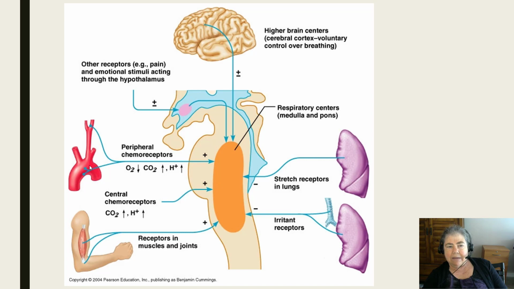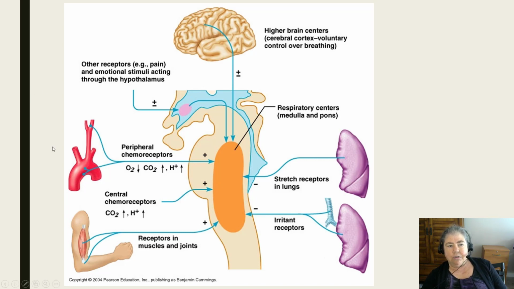The peripheral chemoreceptors can detect three things. They can detect a change in oxygen levels. They fire with a decrease in oxygen. They can detect changes in CO2 levels. Their firing increases with an increase in CO2. And separately, they detect changes in pH, in the hydrogen ion concentration. So if hydrogen ion concentration goes up, which means pH goes down, it triggers peripheral chemoreceptors.